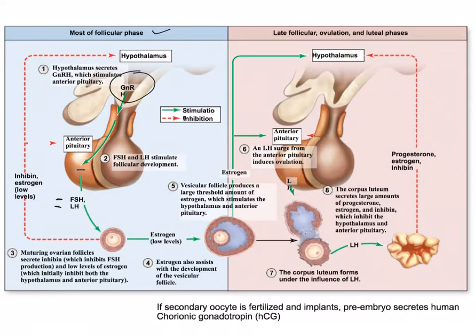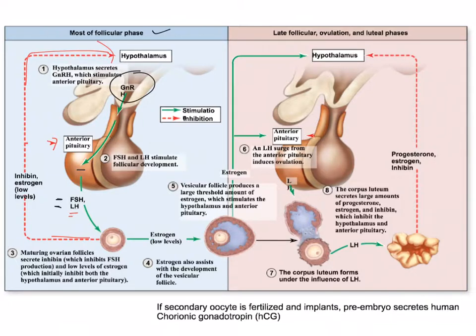From here, maturing ovarian follicles secrete inhibin. The inhibin is going to inhibit, so we're going to have the red lines going back. We're inhibiting at the hypothalamus and at the anterior pituitary, so we don't keep releasing FSH and LH and GnRH if we have these developing. Because that would be negative feedback. So we have this developing, so we can stop it from producing more eggs.